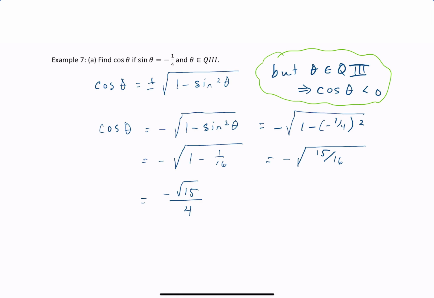But the problem tells us that theta is in quadrant 3. In quadrant 3, the x's are negative, and therefore cosine is negative. So I know that cosine of theta will be the negative square root. So at this point, we have cosine of theta equals minus the square root of 1 minus sine squared theta. We put in negative 1/4 for sine theta.